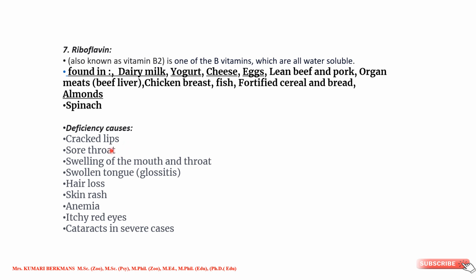Cracked lips, sore throat, swelling of the mouth and throat, swollen tongue, which is called glossitis, hair loss, skin rash, anemia, itchy red eyes, and cataracts in severe cases. If there is continuous loss of vitamin B2, it causes cataracts in your eyes, so vitamin B2 is very, very important. It causes anemia also, and skin rash and hair loss, mainly hair loss. If you take all these food materials, you won't suffer hair loss, and your hair will be in good condition. You don't need to take them every day.